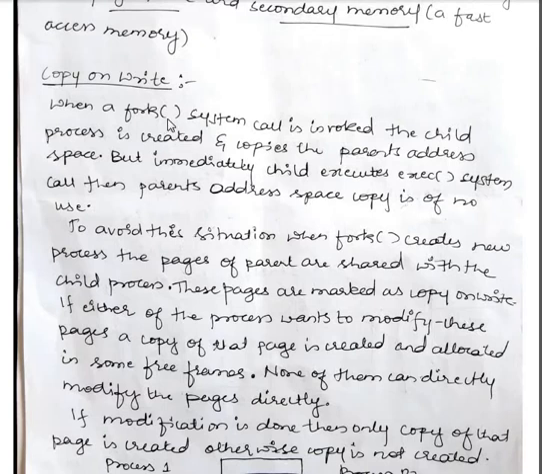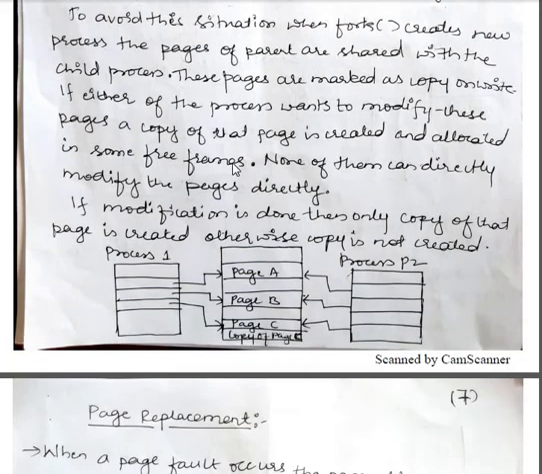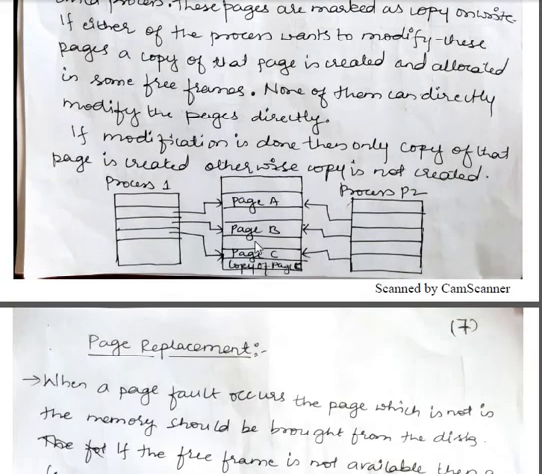So when a fork system call happens, the child process will copy its parent's address space, and suddenly the child will execute the exec system call, where it will delete all this address space, meaning all the threads of the parent, and establish its own address space. So there is no use of copying the parent's address space here. To avoid this situation, we are going to use the copy on write concept.